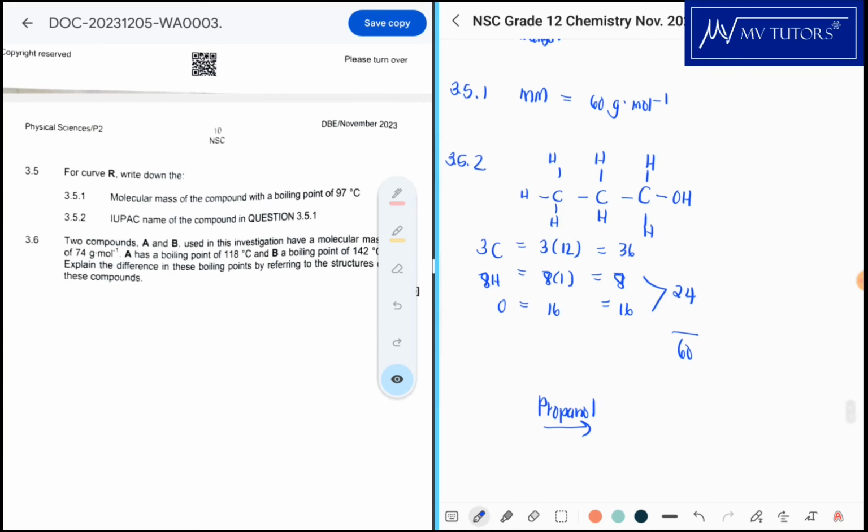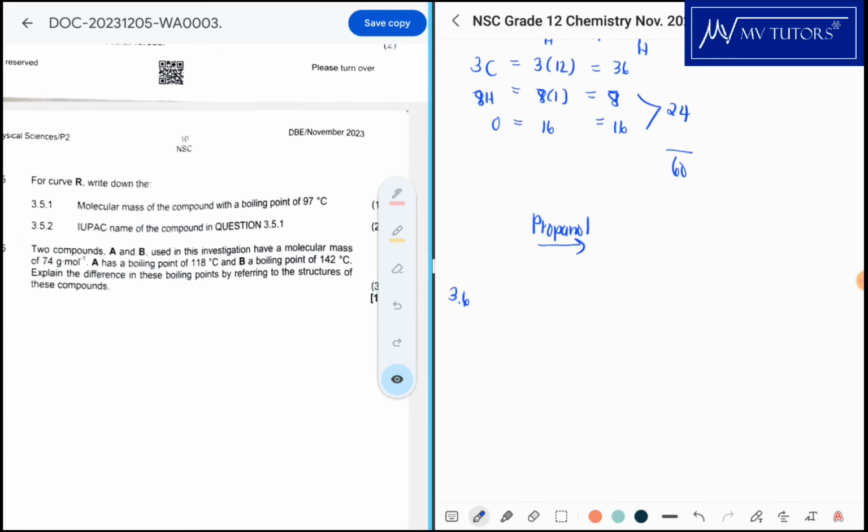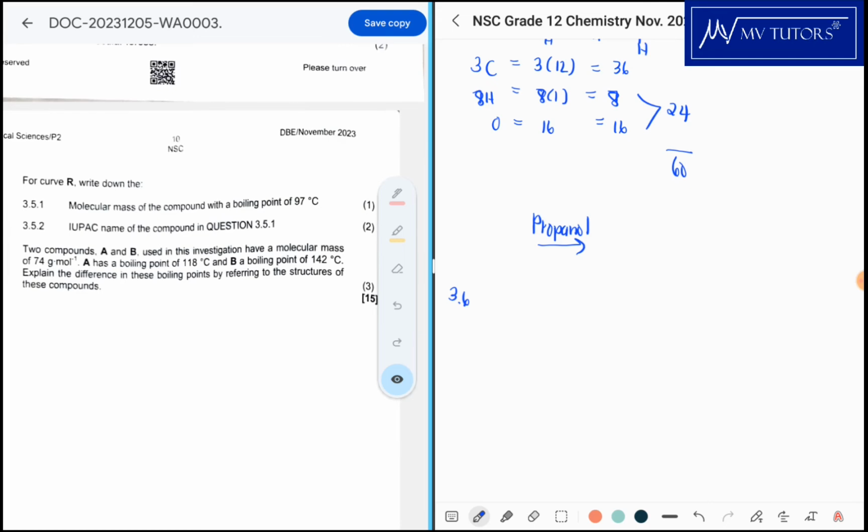And then 3.6. It says 2 compounds, A and B, used in this investigation have a molar mass of 74 grams per mole. Just note that we have 74 grams per mole. A has a boiling point of 118. B has a boiling point of 142. Explain the difference in these boiling points by referring to the structures of these compounds.